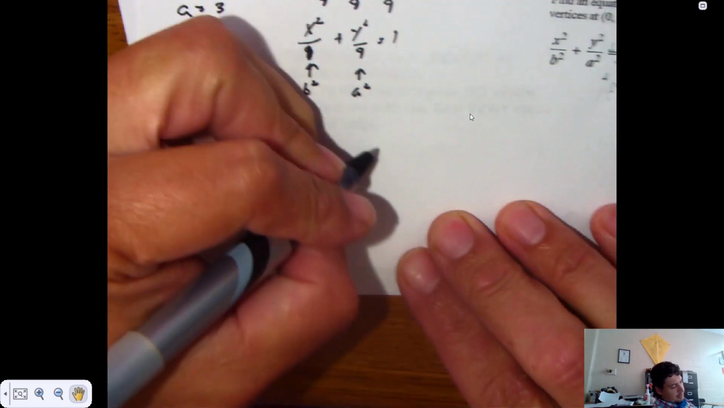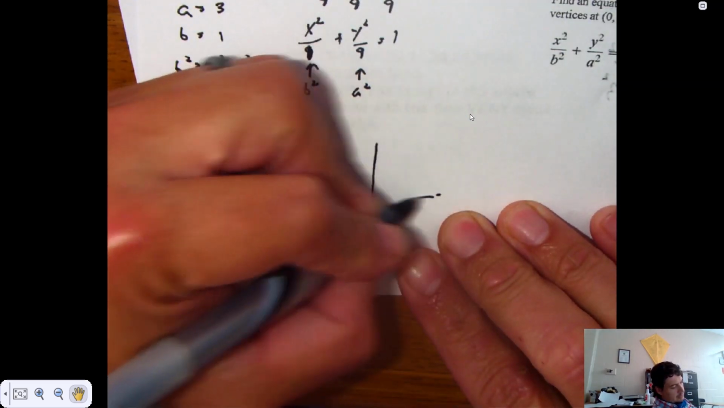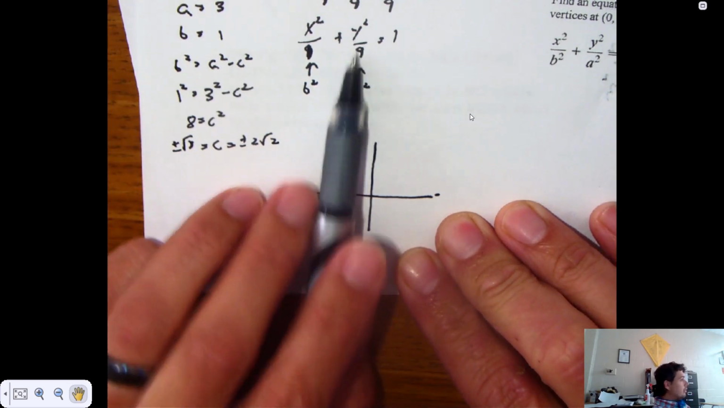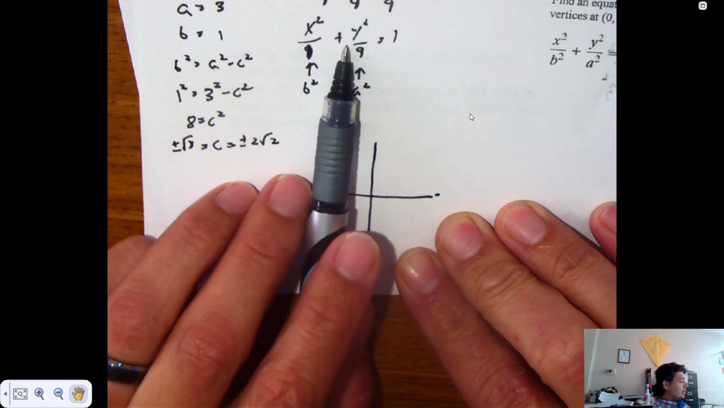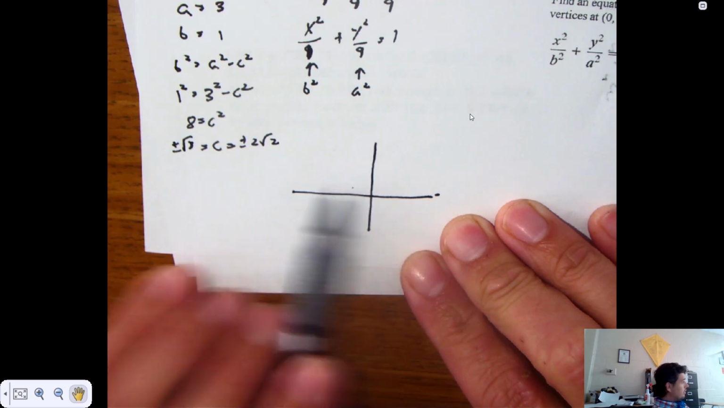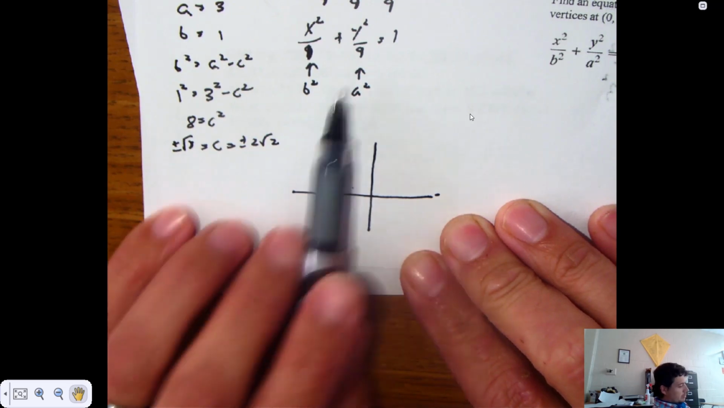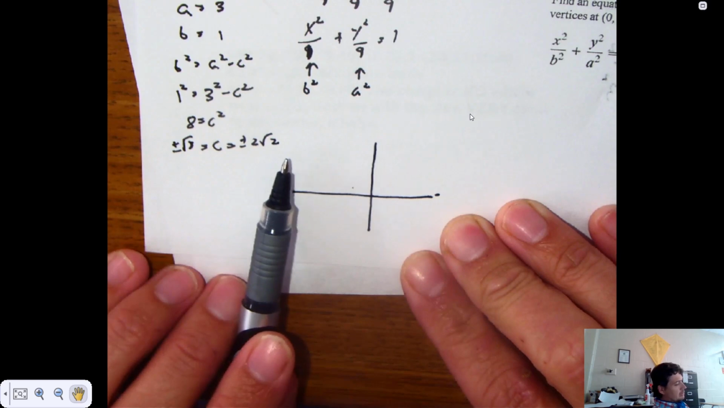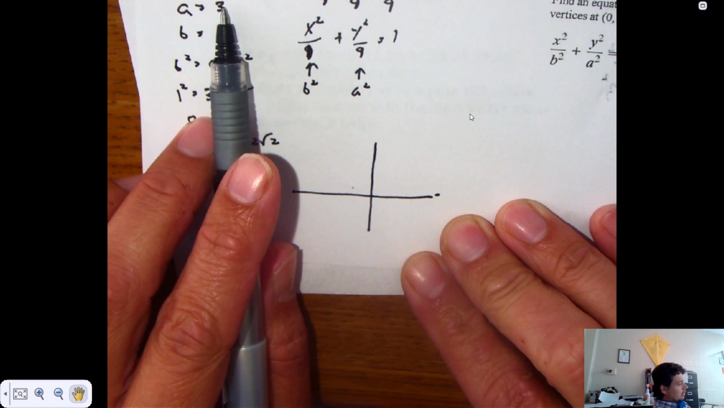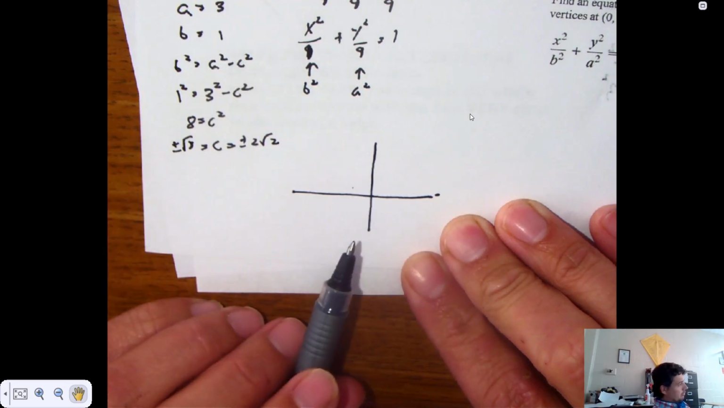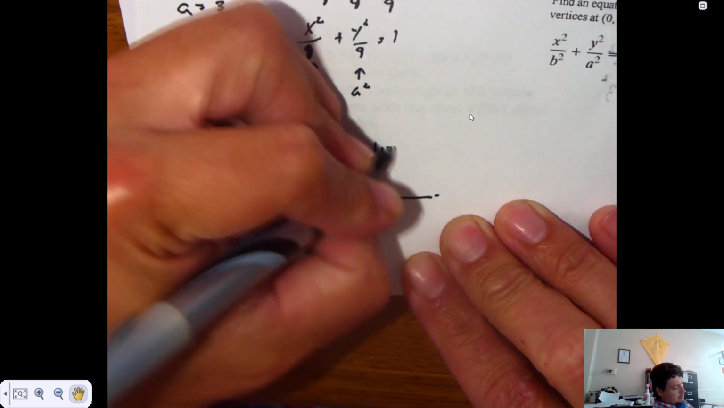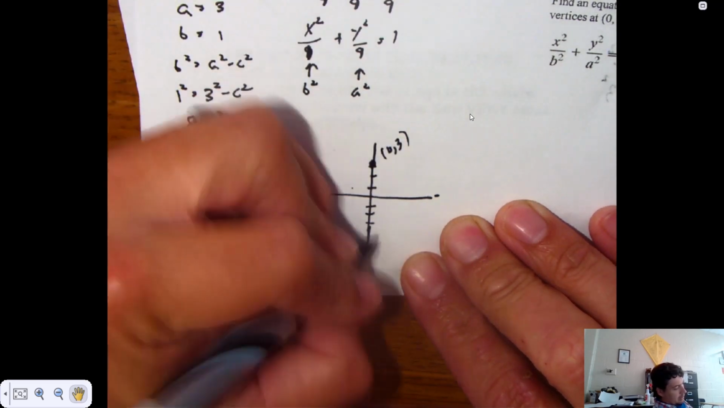Well, I guess we'll graph this one. Now, when you're graphing these things, notice the stuff with y is bigger. That's a big deal because this thing's going to be taller than it is wider. Okay, you guys understand that? Because this is bigger with y, it's going to be taller than it is wider. So we don't go left and right 3 units. We go up and down 3 units. That's where our vertex comes from. We have a vertex at 0, 3. And we have a vertex at 0, -3.